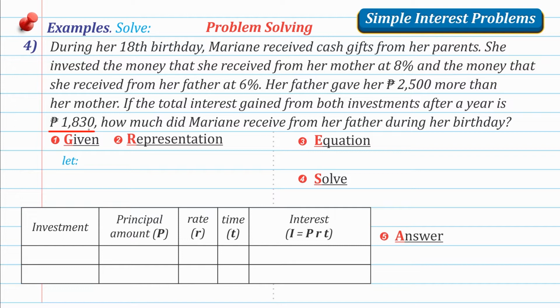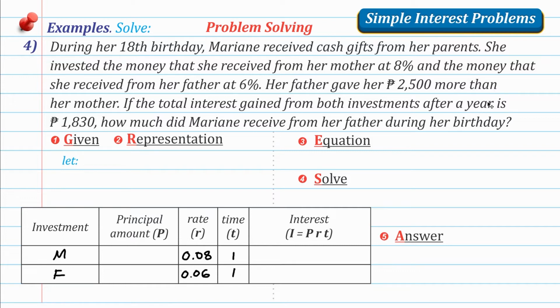Now, kailangan i-plug in muna natin yung value sa table so that we can better understand. So, we know, of course, that we have 2 investments, money from her mother and money from her father. Now, plug-in values na alam natin, madaling ipasok. So, from her mother, the interest rate is 8%. So, ilalagay natin dito, 0.08. Next, how about from her father? Ang rate is 6%. So, 0.06. Of course, both are invested for 1 year.